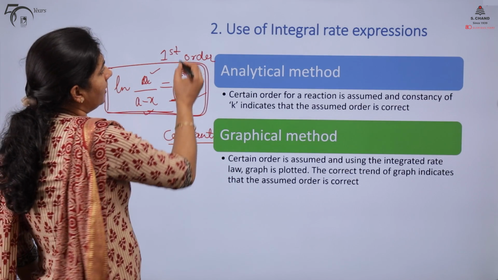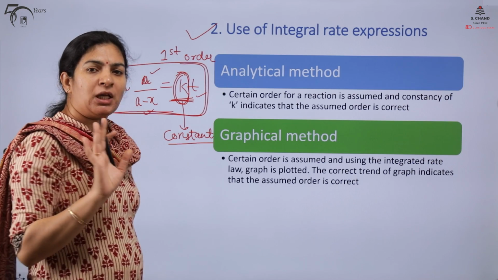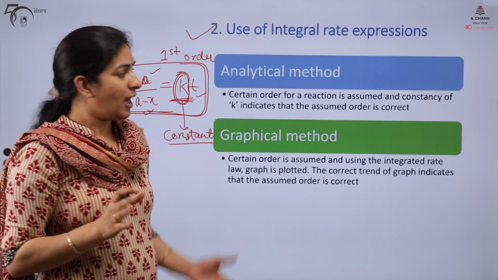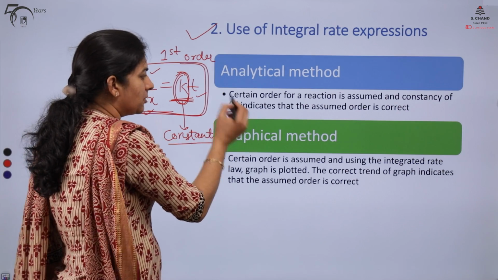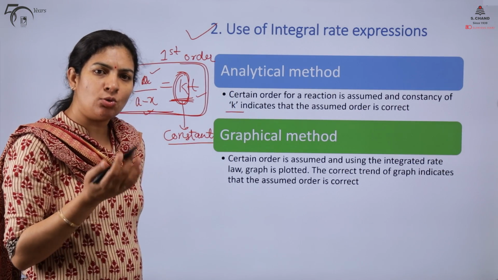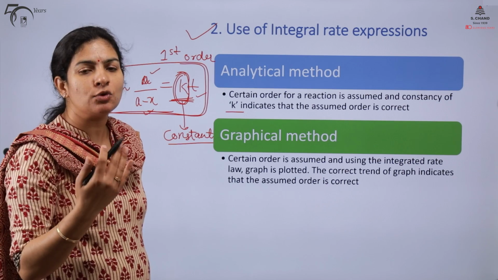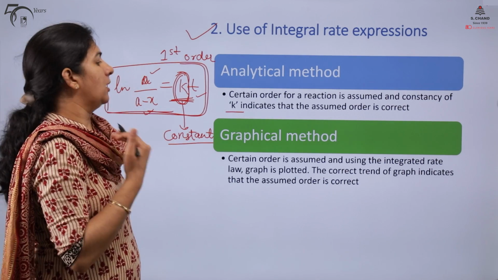So let me tell you one thing, that this method is completely a hit and trial method. So I have to assume the order. If for that same order K comes out to be constant, it means the assumed order is correct, otherwise I will have to assume a different order, right?